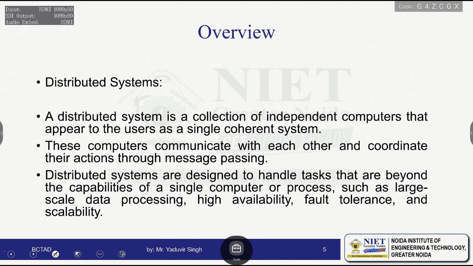So, when you are dealing with a distributed system environment, you have the capability to do large processing, high availability, fault tolerance and scalability. Fault tolerance means you are able to get the services despite failures, and scalability means that if you are connected to the digital world, on the internet, and the internet uses this distributed system, you can increase the system capacity as per the requirement.